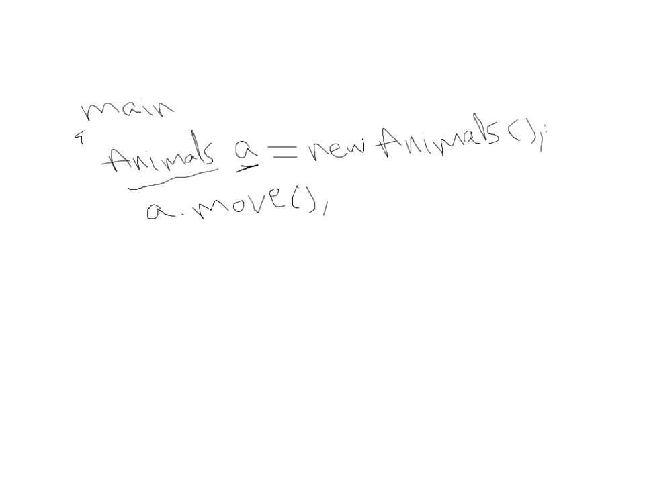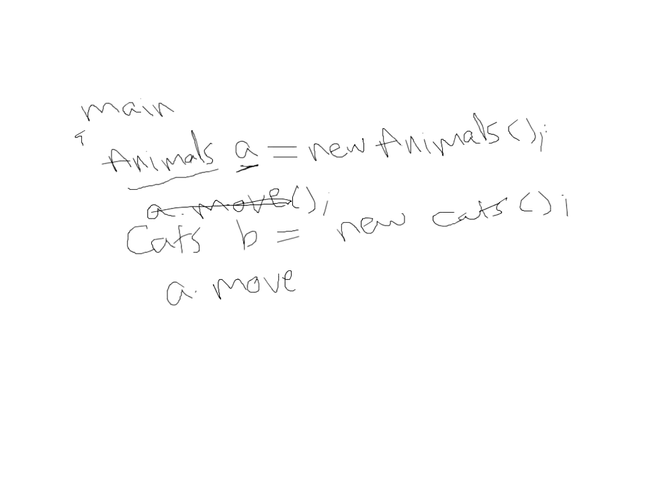Okay, let's continue. Now, before I call this, I want to create the other object, cats. B equals new cats. Now I want to say A dot move. Now what will happen when I put A dot move?